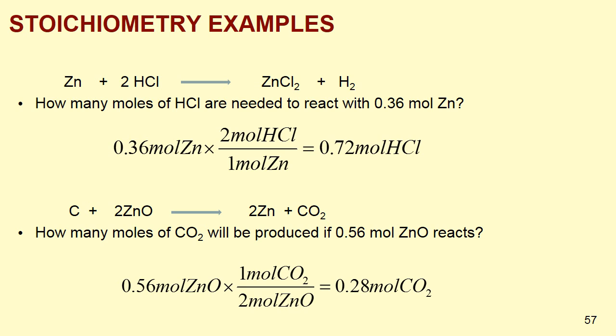In the second example, how many moles of CO2 will be produced if 0.56 moles of zinc oxide reacts? Well, in this case, we start with 0.56 moles of zinc oxide, and we know that we will produce 1 mole of CO2 for every 2 moles of zinc oxide. So in fact, we make half as much CO2 because of the 1-to-2 ratio.